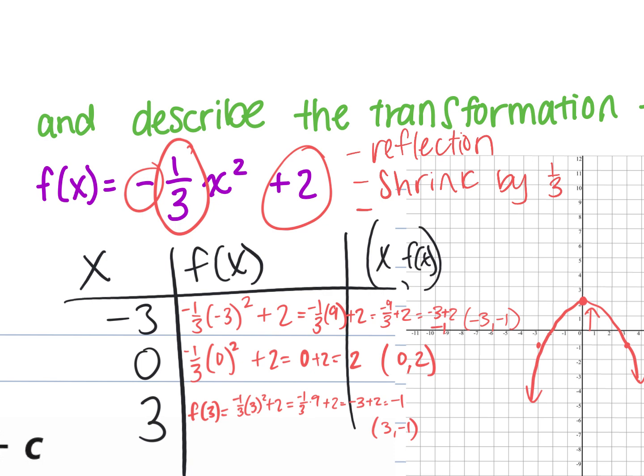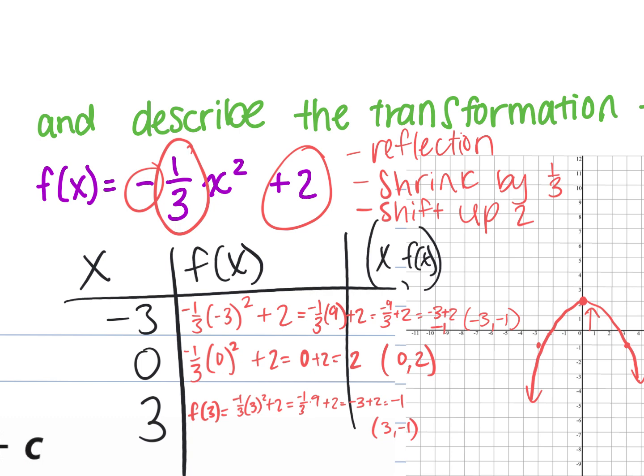Translation, also known as a shift, right? You can use either of those words. It's a shift where, Colin? Up 2. Why up 2? Because it's +2. Why is it not to the right 2?